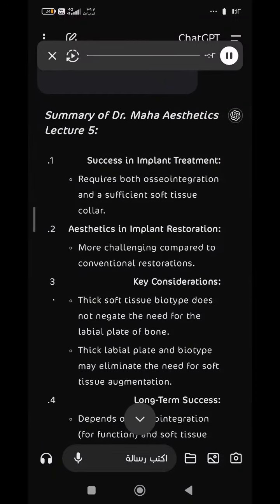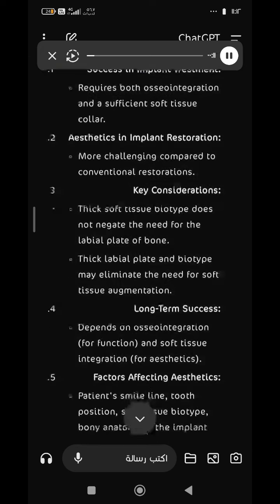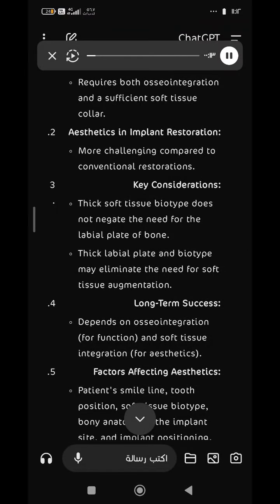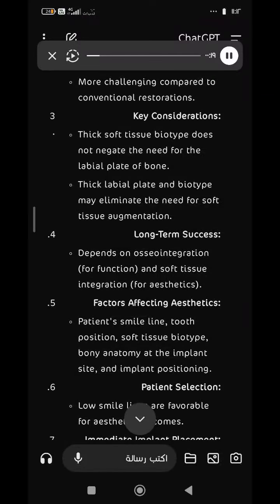Factor 5. 1. Success in implant treatment requires both osseointegration and a sufficient soft tissue collar. 2. Aesthetics in implant restoration is more challenging compared to conventional restorations. 3. Key considerations: a thick soft tissue biotype does not negate the need for the labial plate of bone.